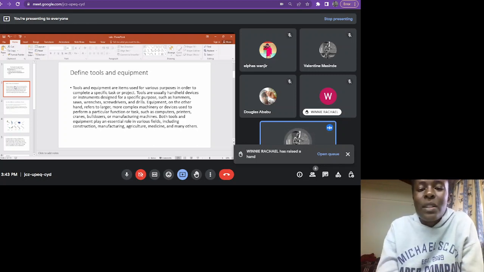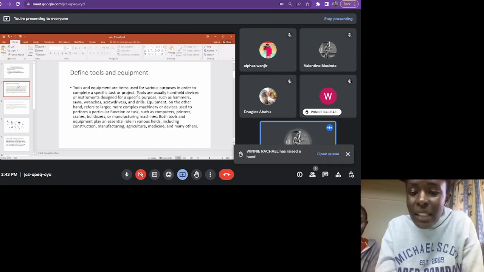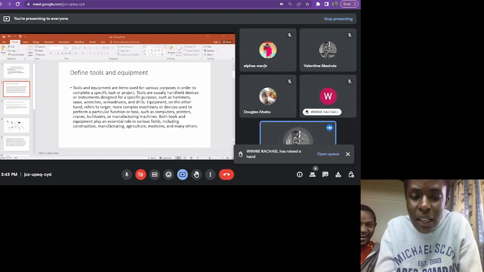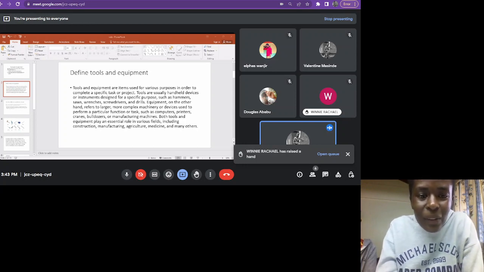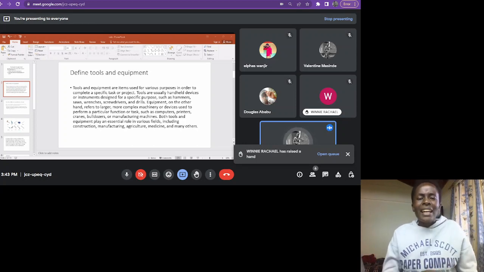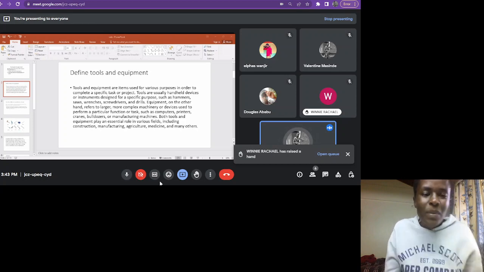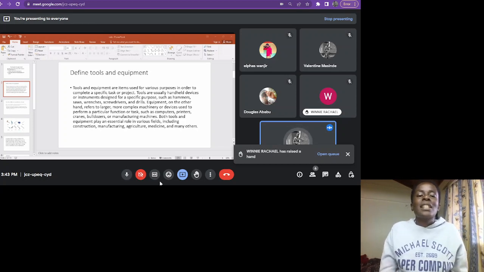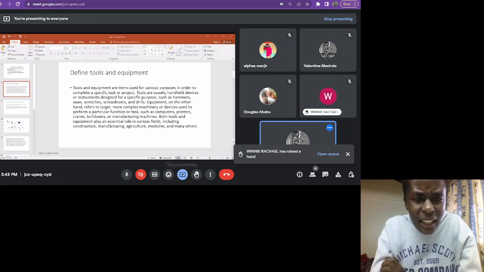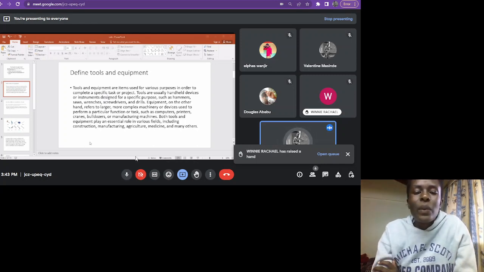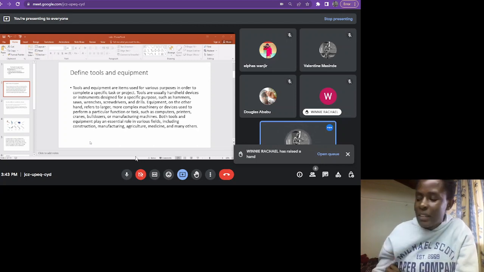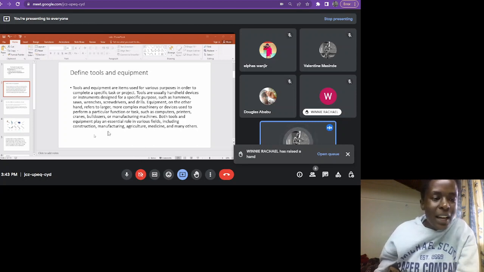Both tools and equipment play an essential role in various fields, including construction, manufacturing, agriculture, medicine, and many others. So we've seen that a tool is a handheld device, while an equipment is a more complex machinery or device. So we're going to look at the classification of tools.